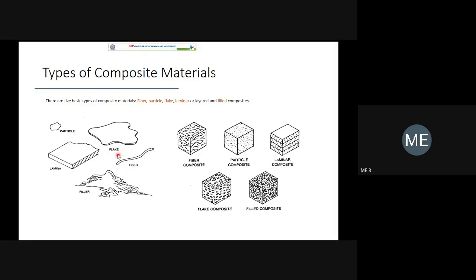One more is flake. Flake means the thickness is very, very small and the width and length are more, like banana chips or potato chips. The shape is almost similar to flakes: the thickness is very small, and length and width are more compared to thickness. So now the fiber composite: there is a matrix followed by fiber. An example is polymer matrix composite. Then particle composite.